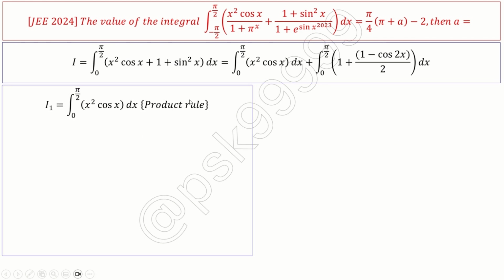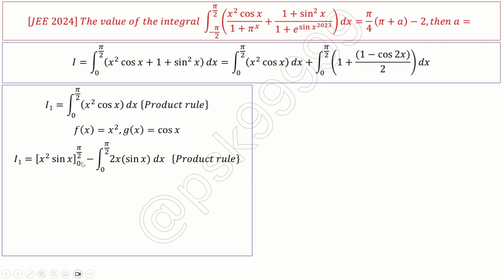Okay, so I will call this one I1. So I1 is nothing but the integration of x square cos x from 0 to pi by 2. If I apply the product rule, f of x is x square, g of x is cos x. So this will become x square sin x with limits 0 to pi by 2 minus the integration from 0 to pi by 2 of x square's derivative, which is 2x, and the integration of cos x, which is sin x, dx. Now again I have to apply the product rule on this second integration, correct? So the first one, if I apply limits, will become pi square by 4 minus 1, and the second one pi square by 4, okay, then minus 2 times, there is a 2 here, so 2 times.